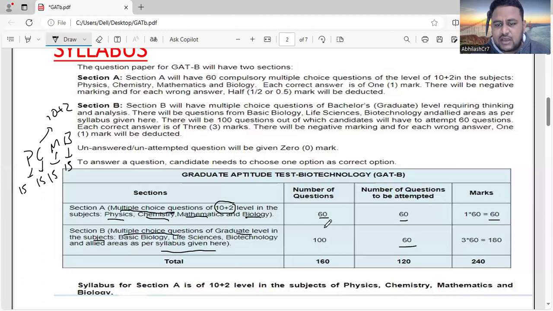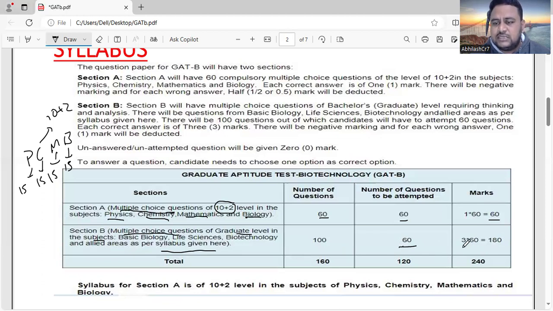That means here you will have options. In section A there will be no options: you have to attempt all 60 questions. But in section B the number of questions is 100 and the number to be attempted is 60. That means section B has options: you can pick and choose which questions you know and leave the ones you don't. Out of 100 questions you have to attend only 60. But in section A, you have to attend all 60 questions. There is no choice.